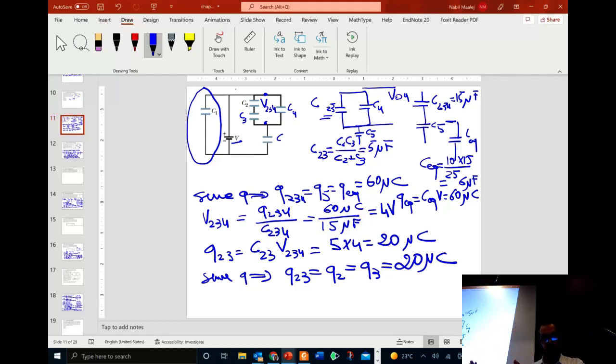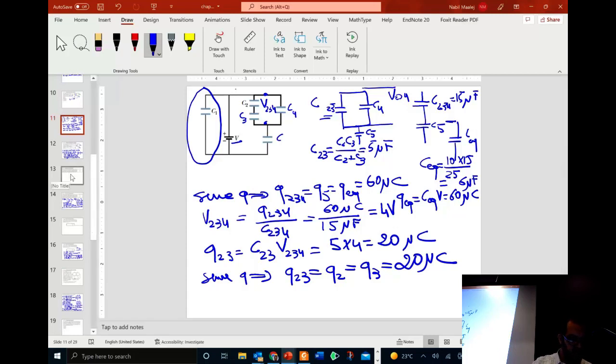Determine C equivalent, determine the charge and the voltage of C equivalent, go backwards, determine the charge and the voltage of C234 and C5, and work backwards. So this is the trick at solving such problems. First of all, you have to determine C equivalent and then work backwards. Clear? So please practice this example on your own.